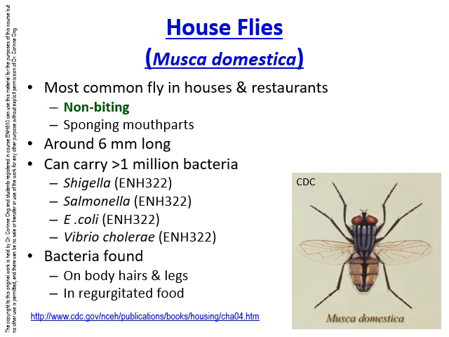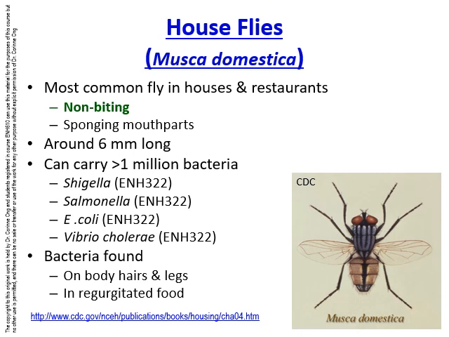Houseflies are a problem because they can carry more than 1 million bacteria on their legs, which are quite furry, allowing bacteria to attach to them. They also like to fly around excrement and feces, so they can become contaminated with bacteria that cause gastrointestinal illness, such as Shigella, Salmonella, E. coli, and Vibrio cholerae.